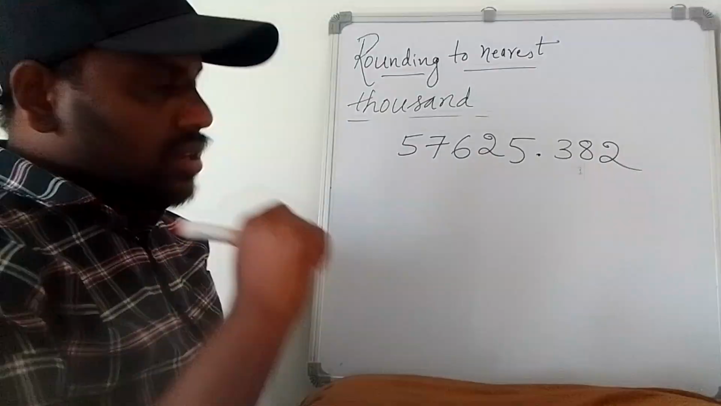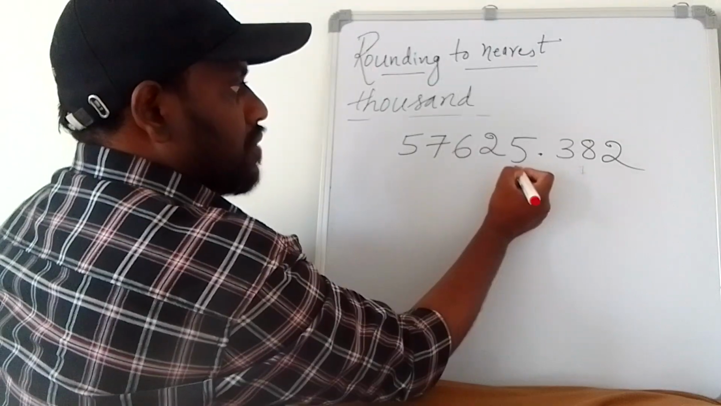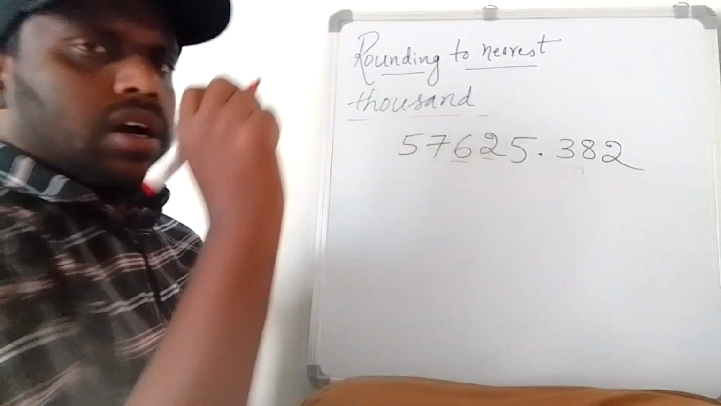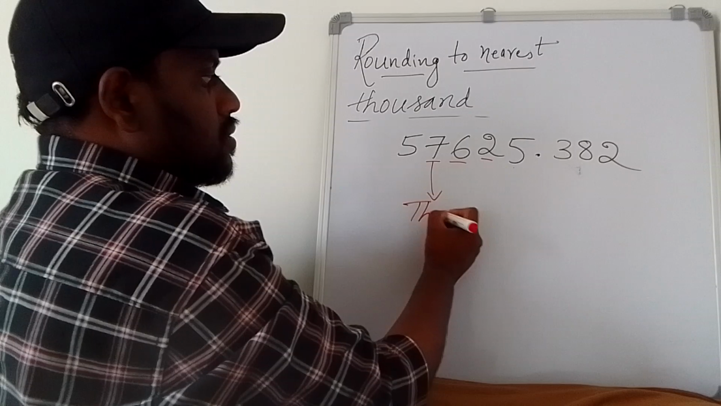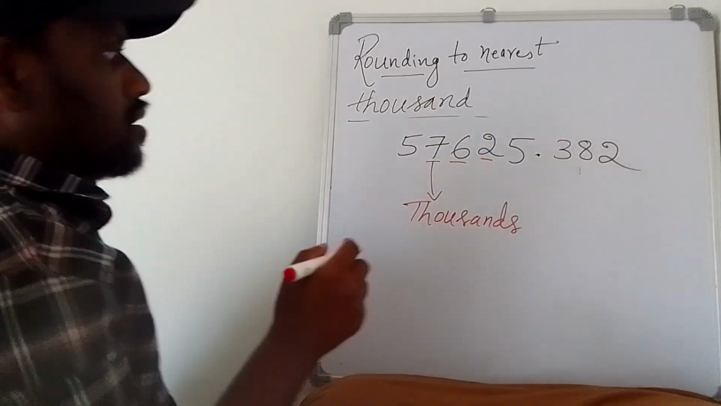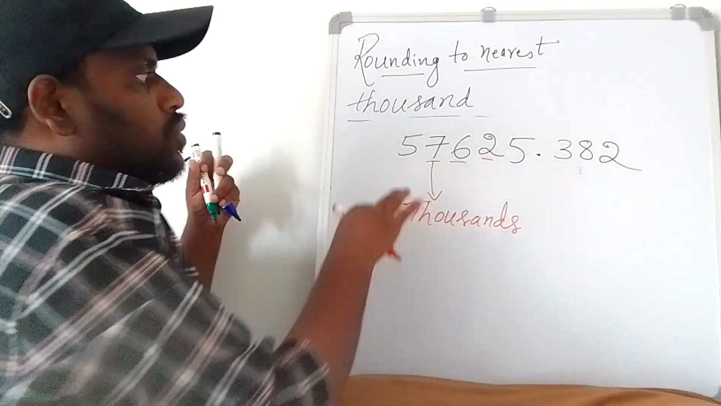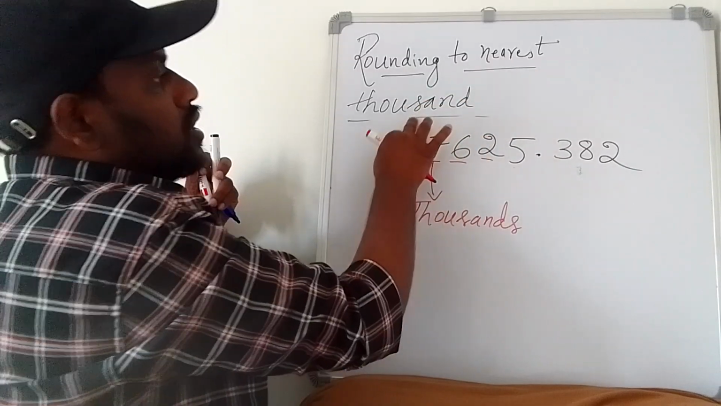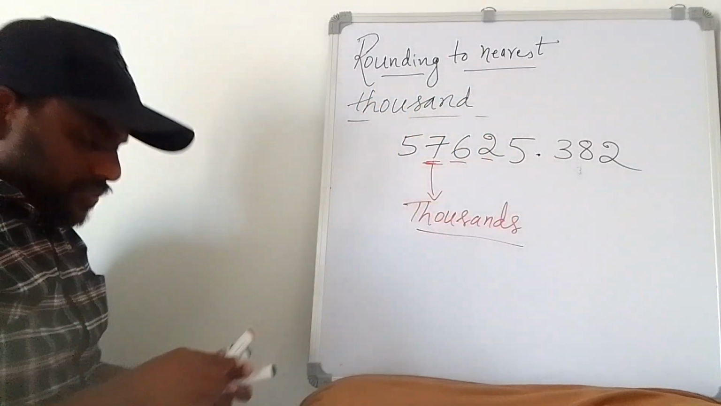First identify the digit in the thousands place. So this 5 is in the ones place, this 2 is in the tens place, this 6 is in the hundreds place, this 7 is in the thousands place. This 5 is in the 10,000s place. You consider only the digit which is in the thousands place, because we are rounding to the nearest thousand. Okay.